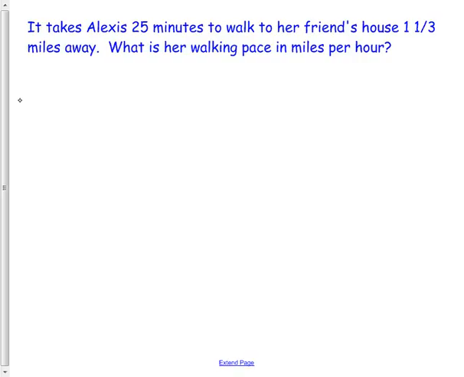It takes Alexis 25 minutes to walk to her friend's house 1 1/3 miles away. What is her walking pace in miles per hour? Okay, so they want the answer in miles per hour, but we have the question in minutes. So we need to figure out what fraction is 25 minutes of an hour. So let's go with 25 over 60. Again, you're going to have a question just like this on the test. That's why we're doing this as an example. You're also going to have one like this on the practice test. You're going to have to be able to convert minutes into a fraction of an hour. So 25 minutes over 60 minutes.